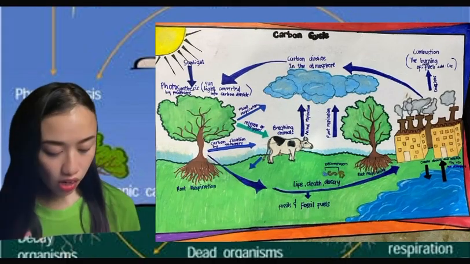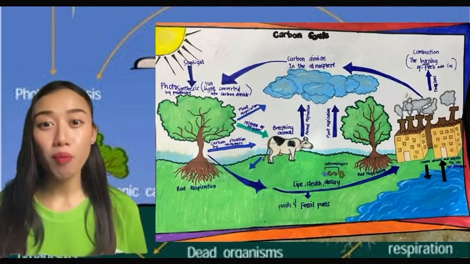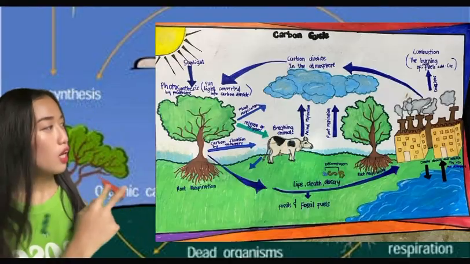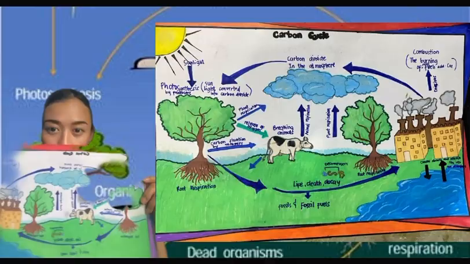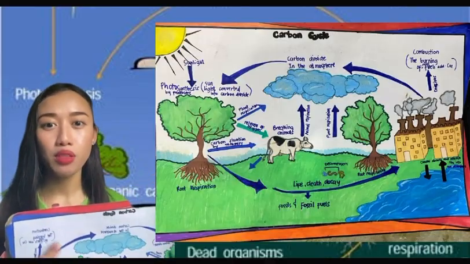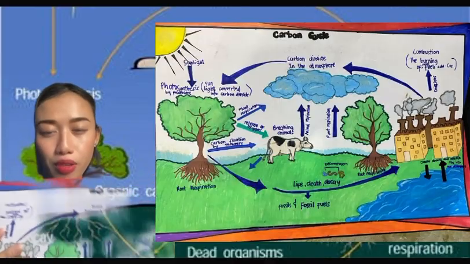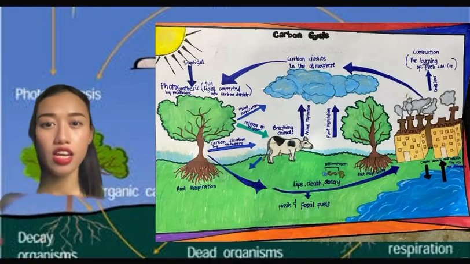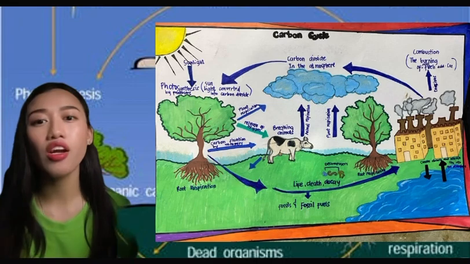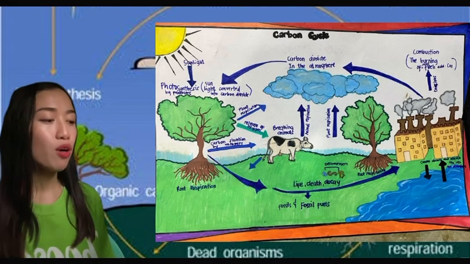I have here a visual diagram of the carbon cycle. I'm going to flash it later so that you can see it clearly. So let's start with the top of the diagram, the sun.